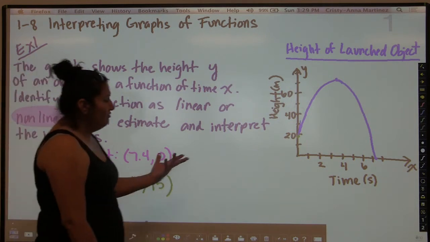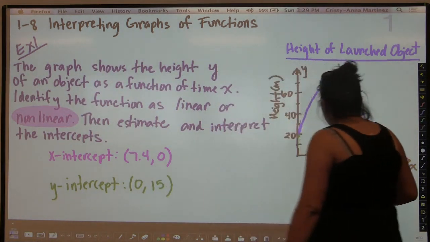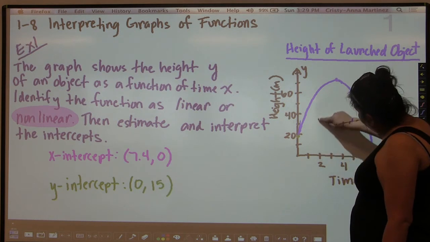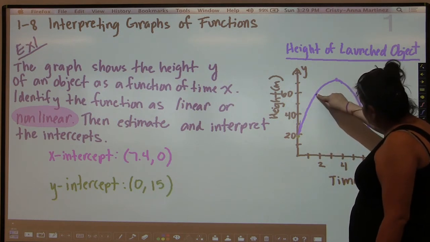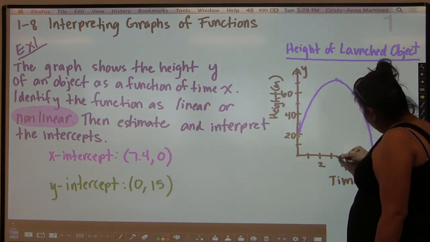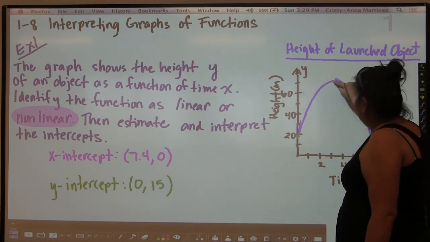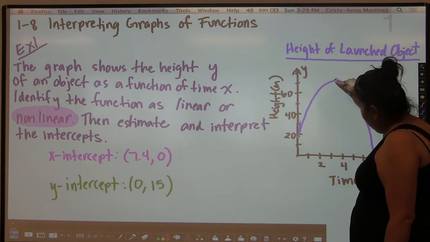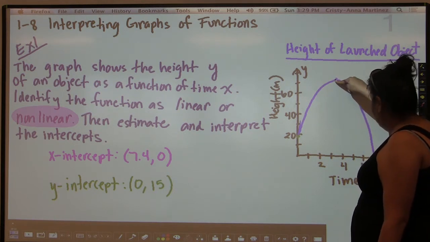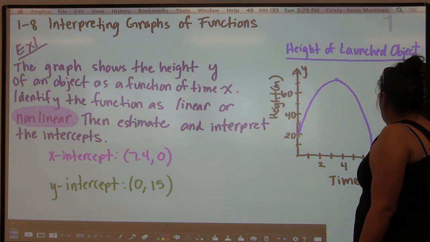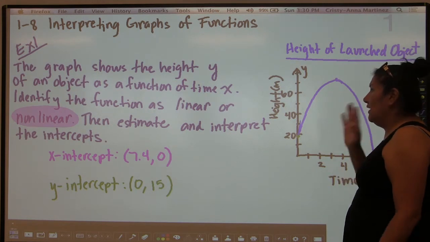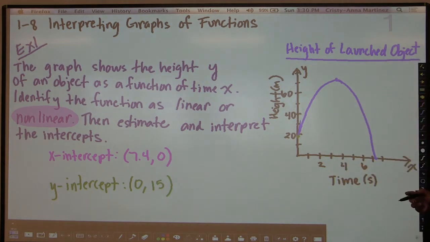And as you can see from the graph, after about maybe 2 seconds, it was roughly at almost 60 meters. It looks like at around 3.5 seconds, it reached its highest point, a little bit above 70 meters. Or sorry, yes, we're going by tens. So 70 meters, and then it starts coming back down, and then eventually hits the ground again. So anyhow, that is how we interpret x and y intercepts and how we describe linear or nonlinear.